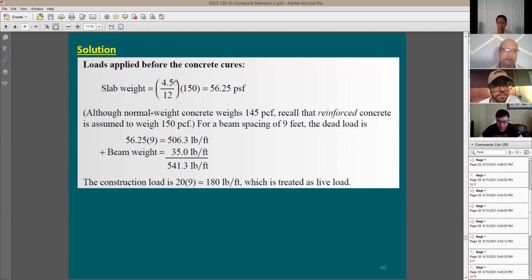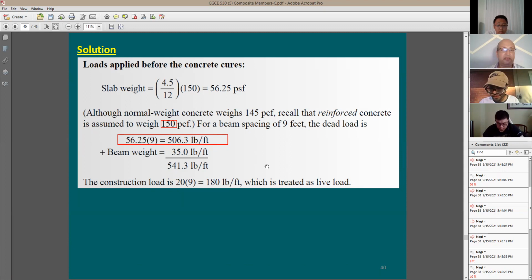4.5, the slab thickness, divided by 12 to put it in feet. Multiply by 150, the unit weight of the concrete. It's gonna be 56.25 PSF, pounds per square foot. Now I have the spacing, the tributary width. It says here some discussion about usually normal weight concrete is like 145, but usually we use 150 like what we discussed before. So this is gonna be the standard number that I'm using in my analysis. Now since the beam spacing is 9 feet, your tributary width is gonna be equal to 9 feet. If you take this load here, multiply by 9 feet, it's going to give you the weight of the slab as in pounds per linear foot on the beam itself. As it says, 56.25 times 9 is going to be 506.